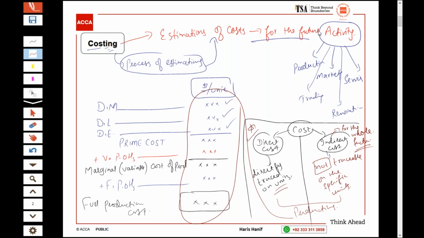All right, students, I hope that you had noticed that thing. Costing is an estimation of cost for future activity, and you had added different classifications of the cost. This is known as the cost classifications.